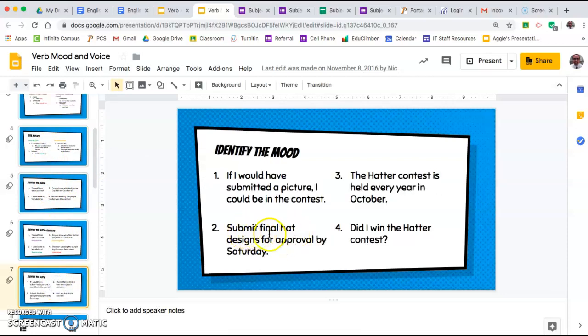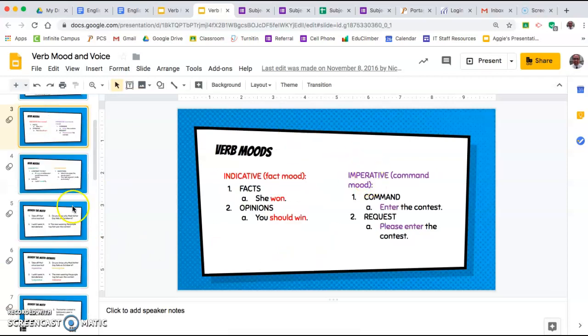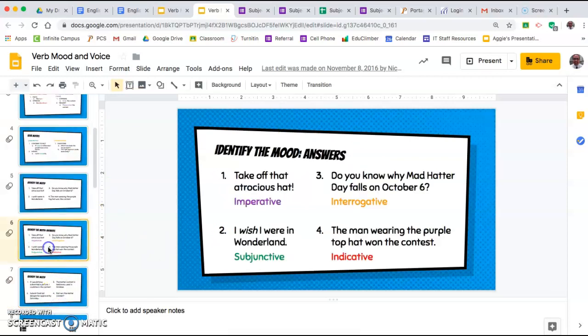Number two says, submit final hat designs for approval by Saturday. This is a command of what people need to do. So commands are in the imperative mood. It's imperative that you finish them.